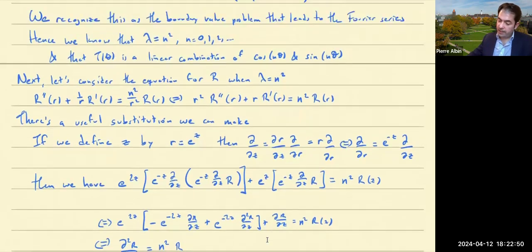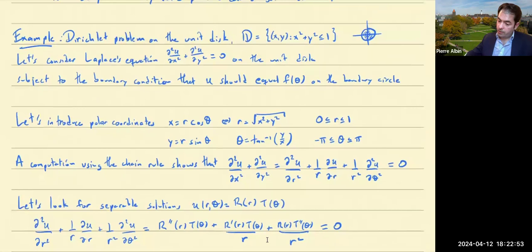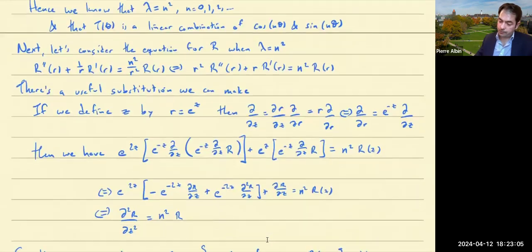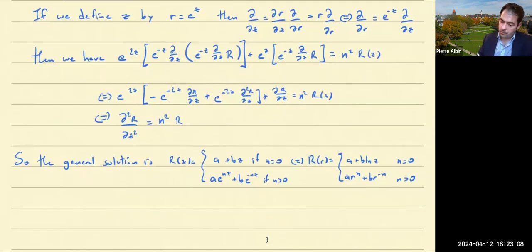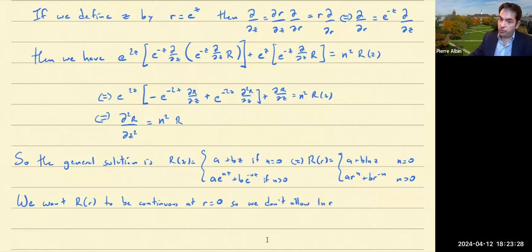Now, looking back at our problem, we're looking for a function on the disk, and we switched to polar coordinates, so r equal to 0 corresponds to the origin. So we want capital R to be continuous at little r equal to 0. So we don't allow the natural log term or r to the minus n.